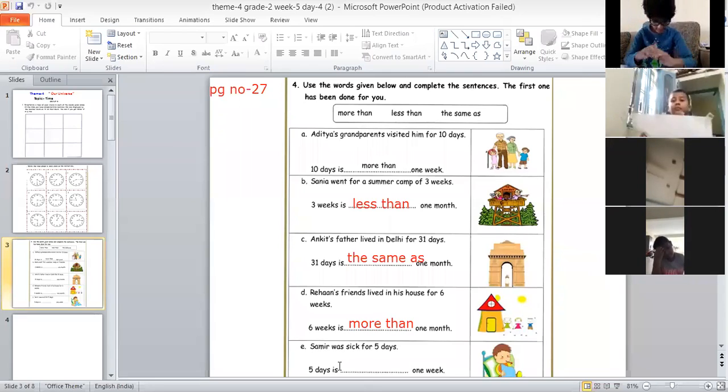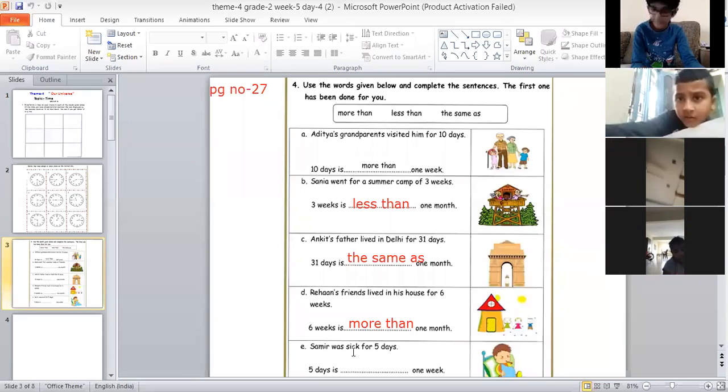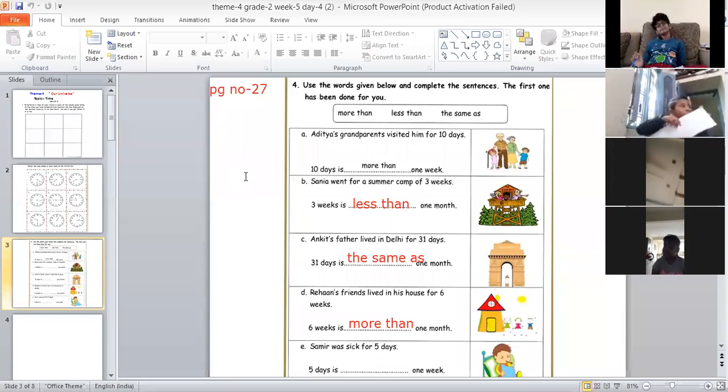Samir was sick for 5 days. 5 days is just 1 week. So, how many days are there in 1 week? 8, ma'am. 8. Very good. So, Hanvika, count: Sunday, Monday, Tuesday. How many? 8 or 7? 7, ma'am. Then why did you say 8?